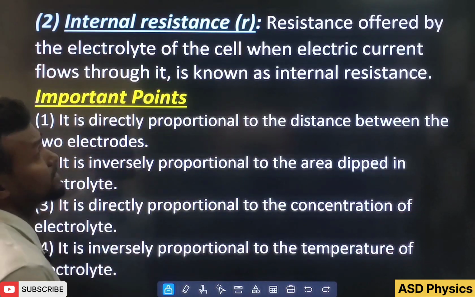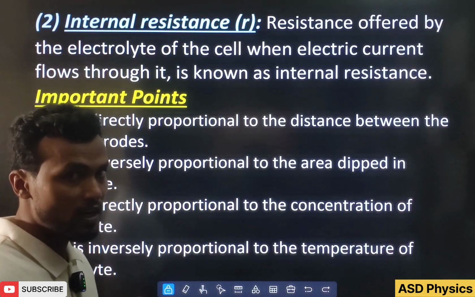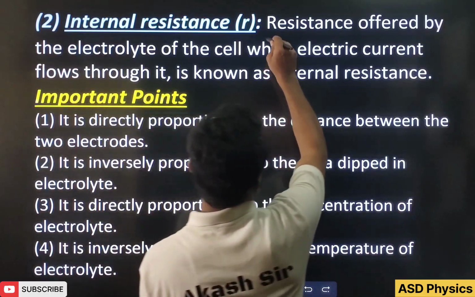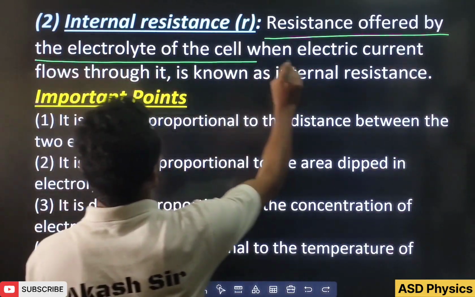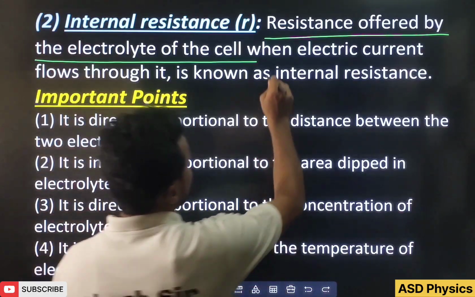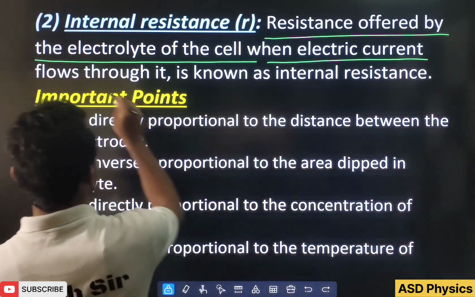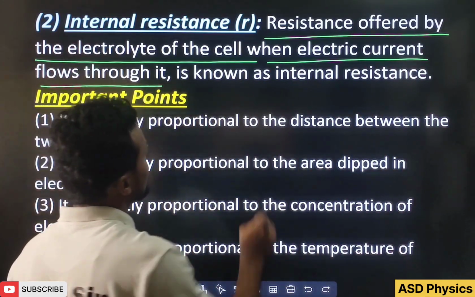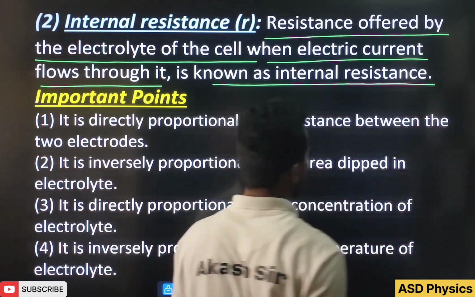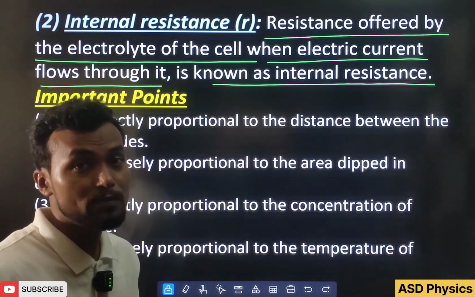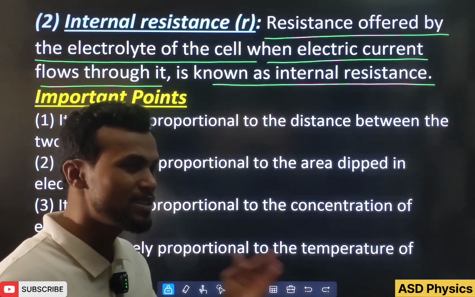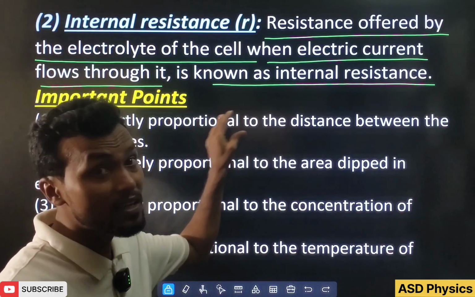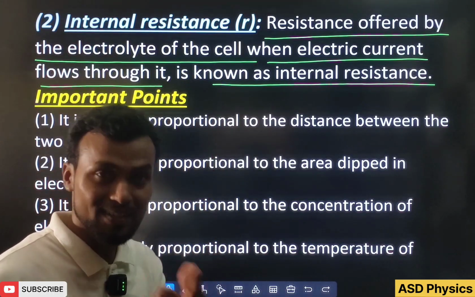Now here you can see very well the internal resistance is small r. See here as it is written, resistance offered by the electrolyte of the cell when electric current flows through it is known as internal resistance. Very simple, resistance offered by the electrolyte of the cell when the current is flowing. Maybe the cell is charging, maybe discharging, that we will see. But the current should flow and the circuit anyhow will be closed.